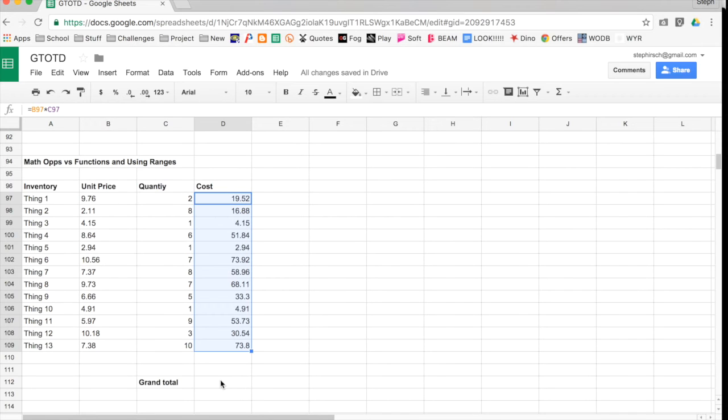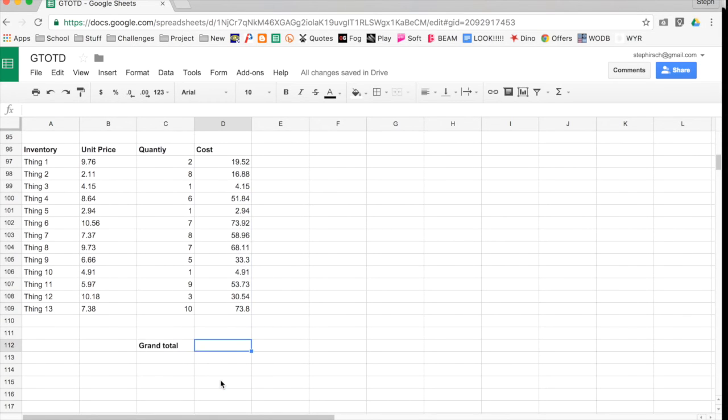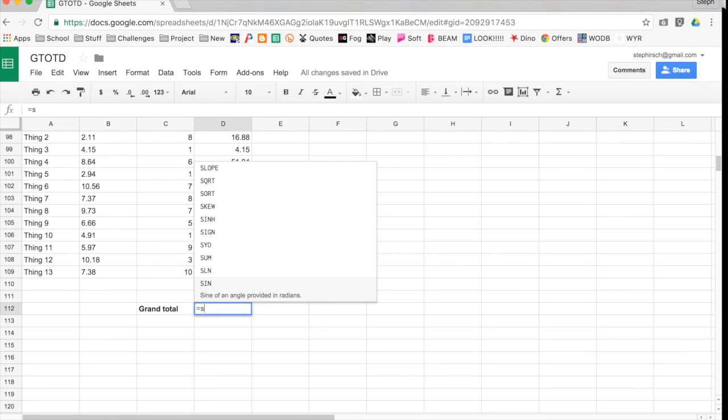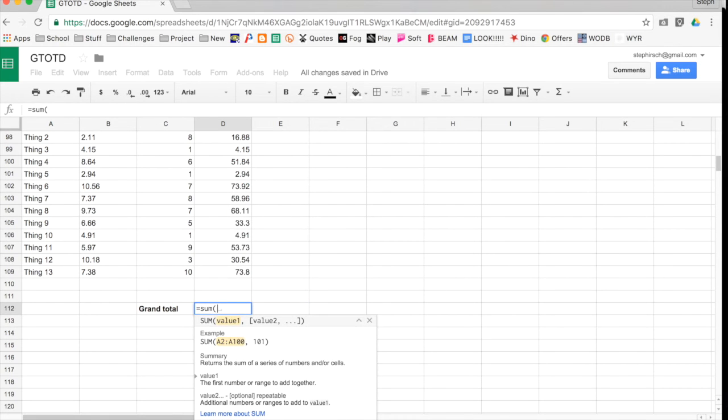So in this case, it might be useful to use a special function. I'm going to start typing equals. If you know the name of the function you want, you can just start typing that function and it will pop up in the bottom. So I start with S and it starts showing me popular functions that start with S. So I want to find the sum of all of these. So I want to find the sum of a large range.